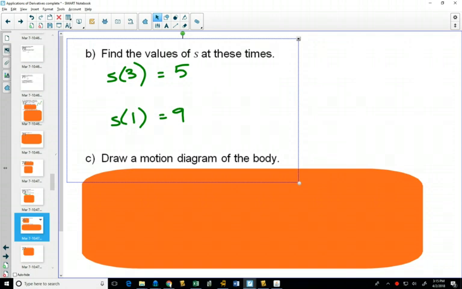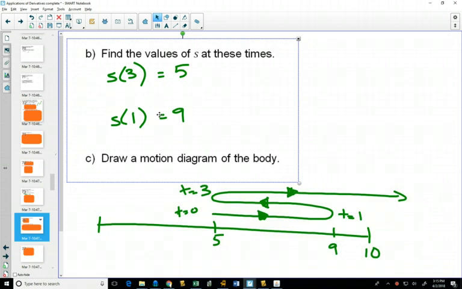And then you could draw your motion diagram. At t equals 0, it's at 5. At t equals 1, it's at 9. T equals 3, it's back at 5. And so that's where it changes its directions. So the arrows on that motion diagram show which way it's going.